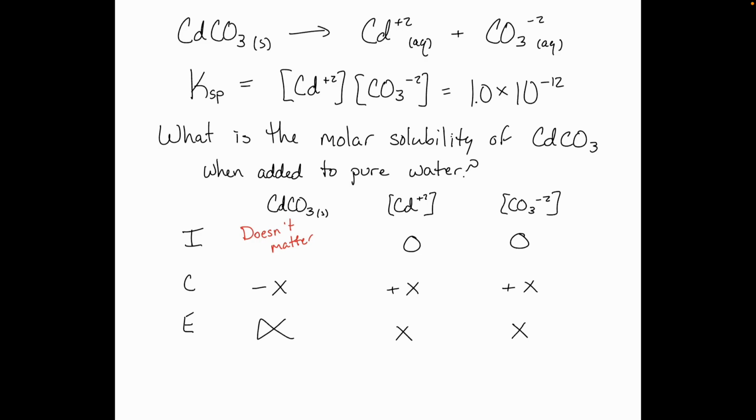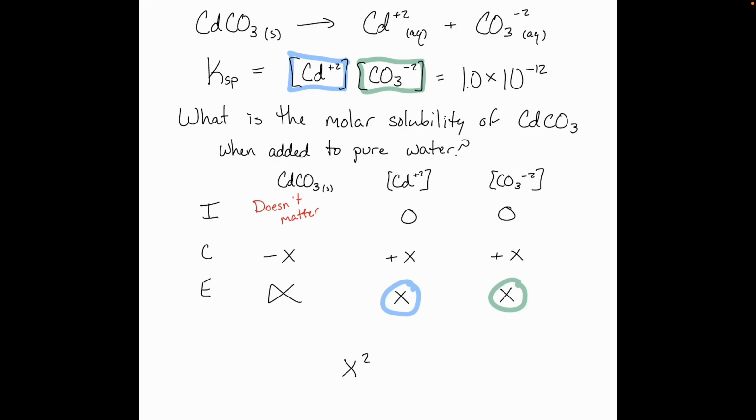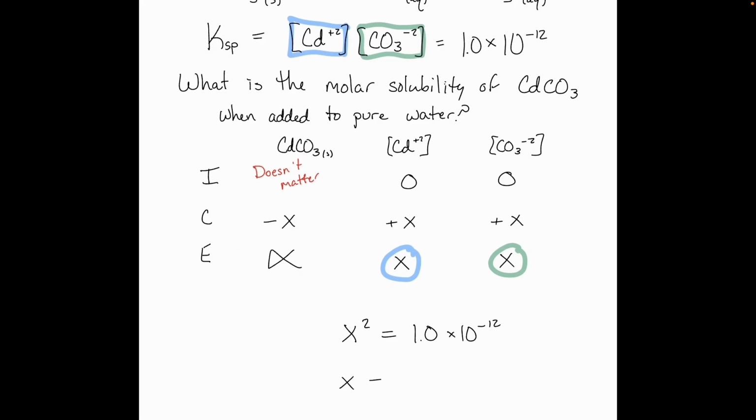What does appear is these two concentrations. So then I need to plug in my concentration of cadmium into my KSP expression up here, and my concentration of carbonate into my KSP expression up here. So what I get is that x squared equals my KSP value of 1 times 10 to the negative 12, which means that x, my molar solubility, is what? 1 times 10 to the negative 6.